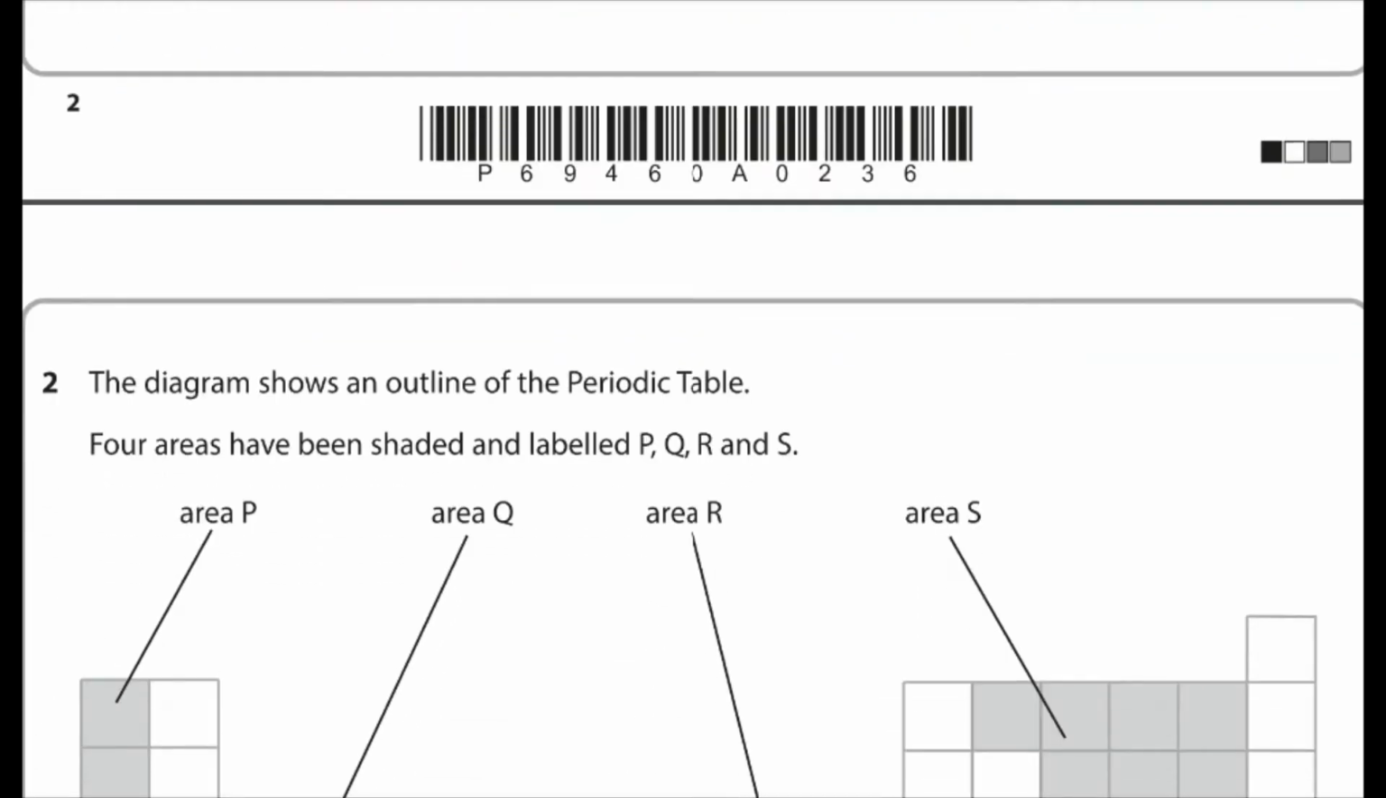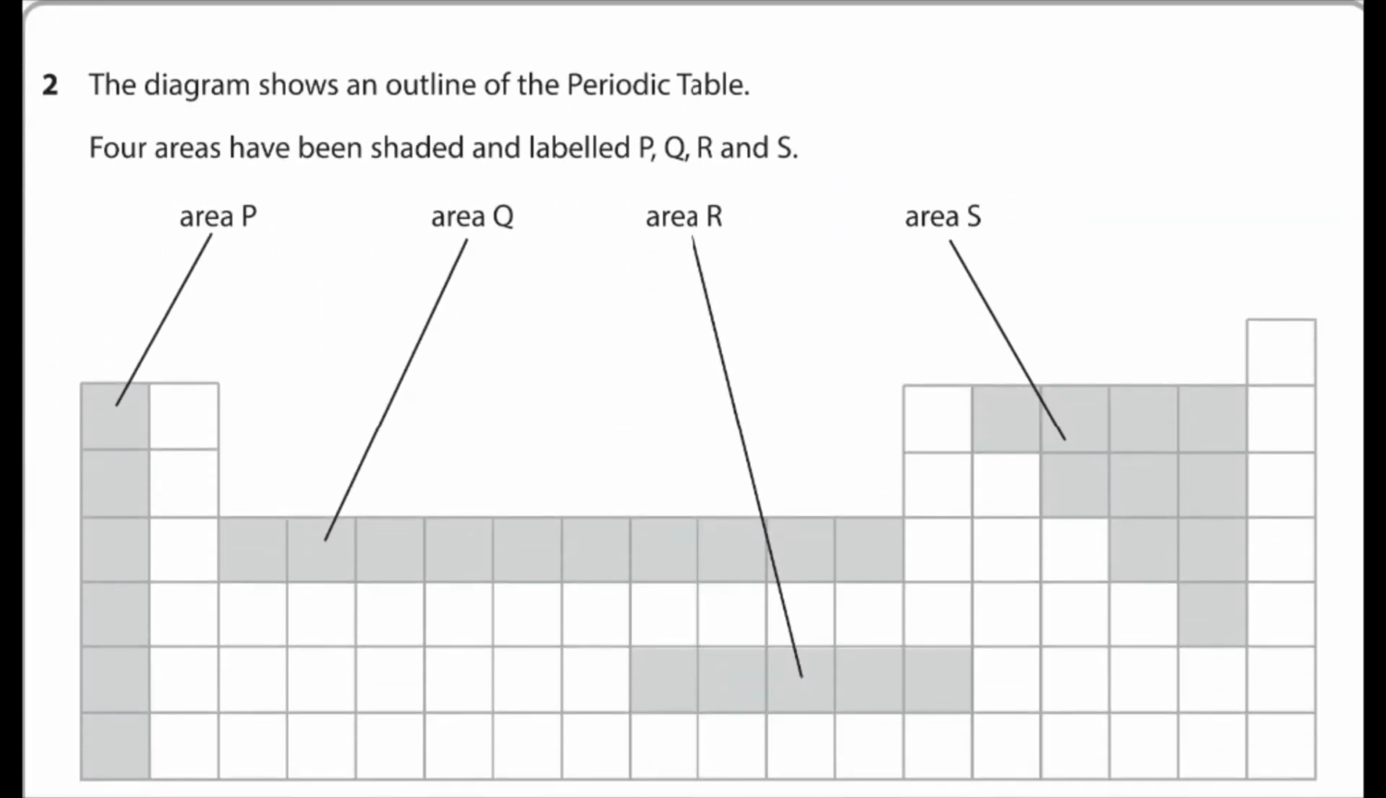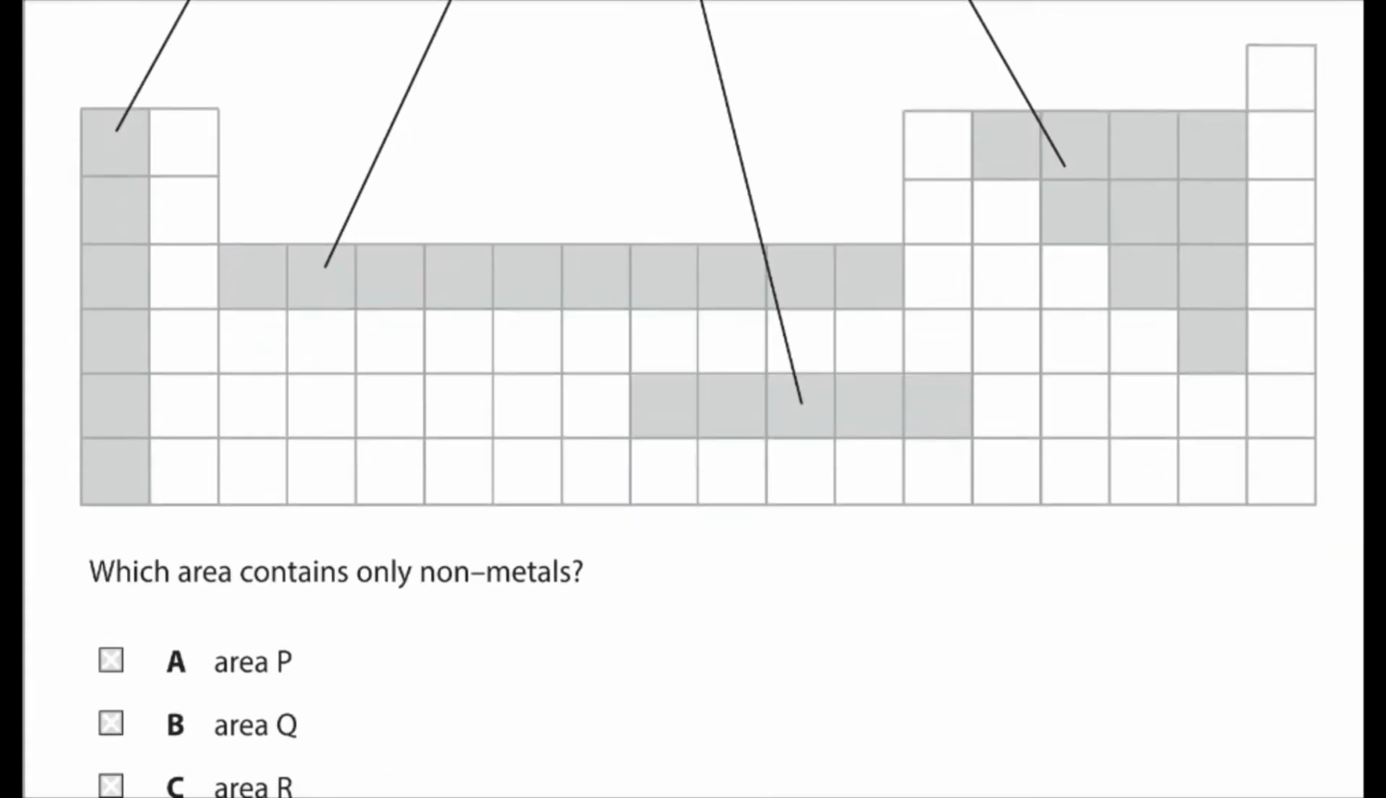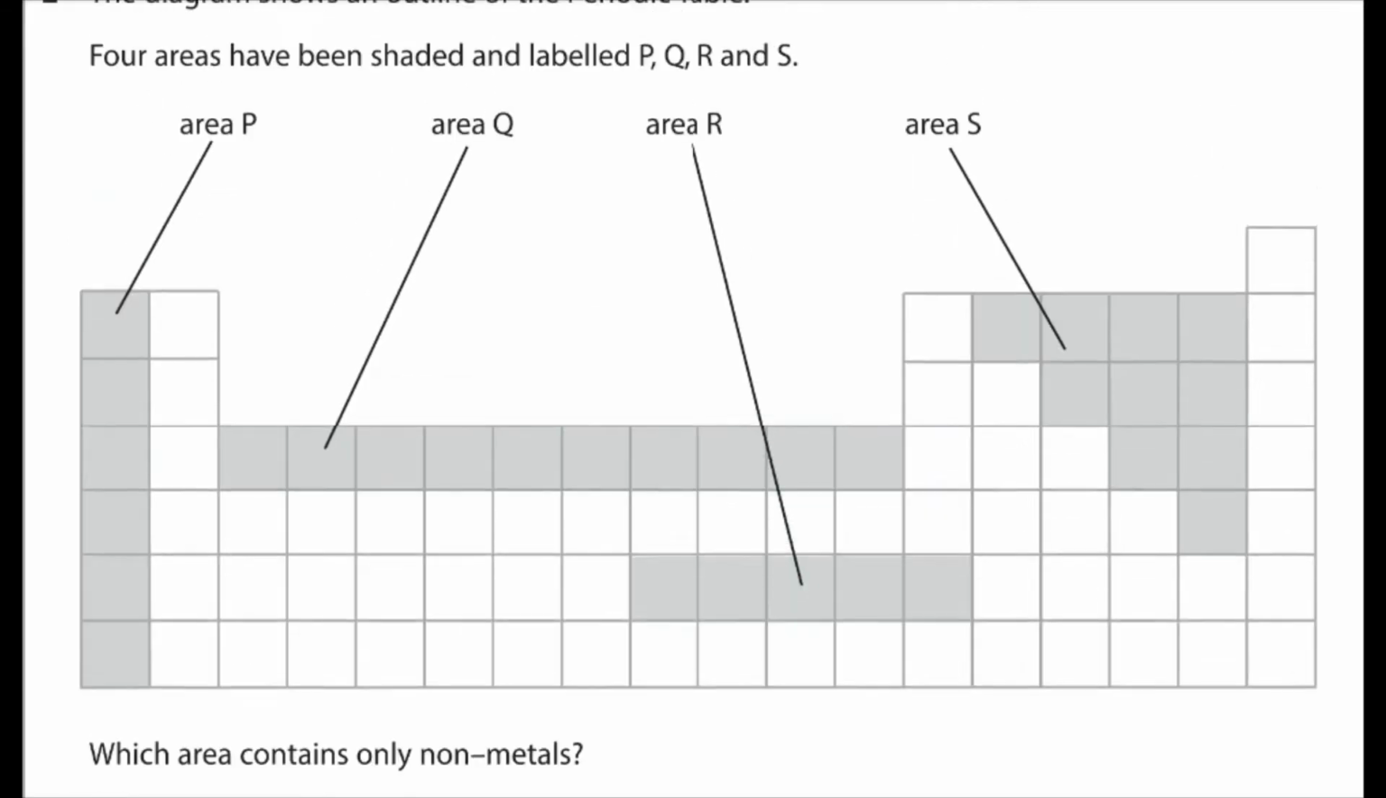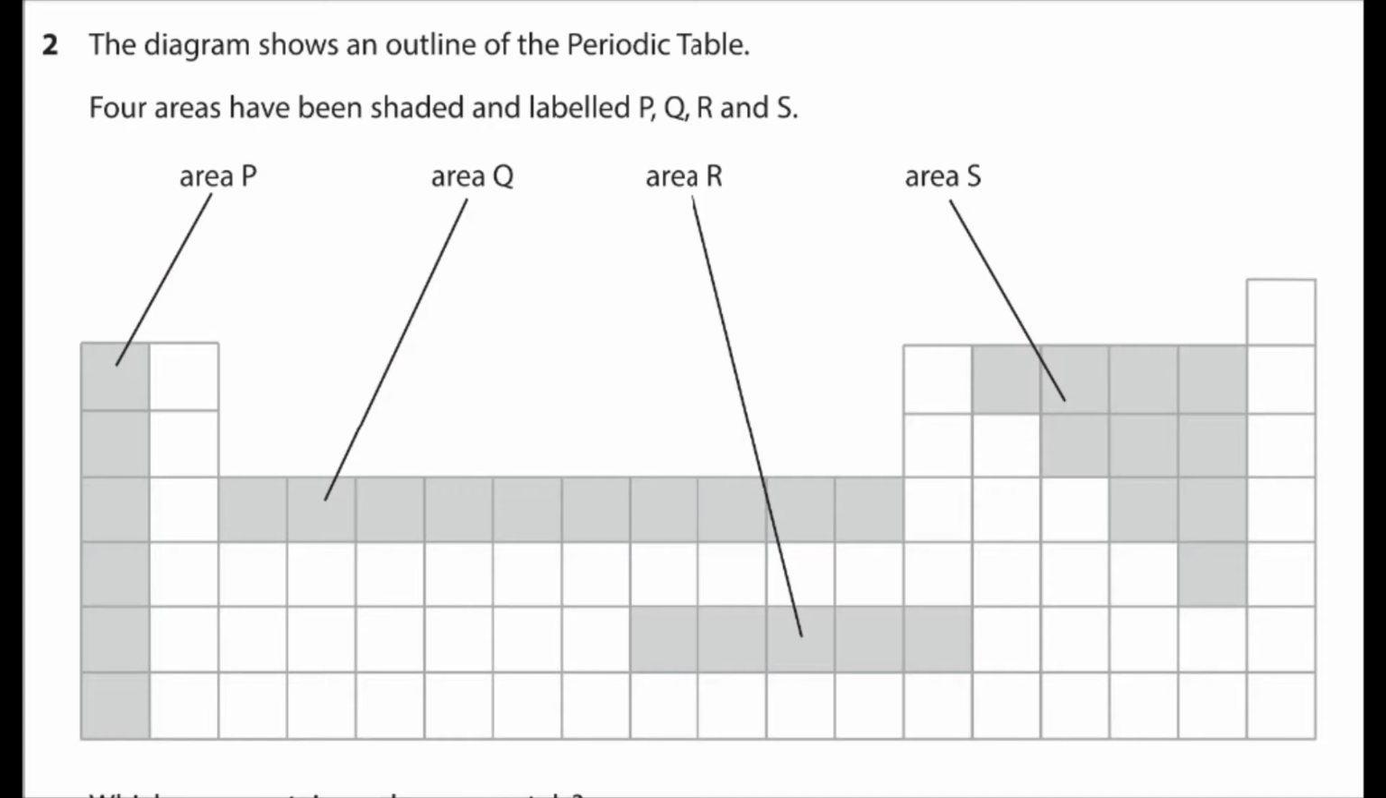Second question, the diagram shows an outline of the periodic table. Four areas have been shaded and labeled P, Q, R, S. Which area contains only non-metals? When we are learning about the periodic table, we discuss this one. This section, the right-hand upper corner, we have the non-metals. The other ones are metals.